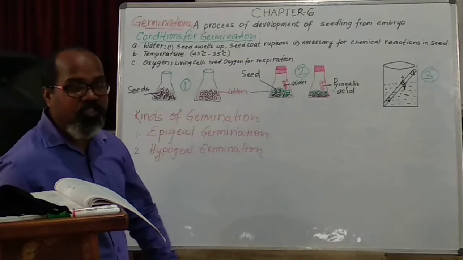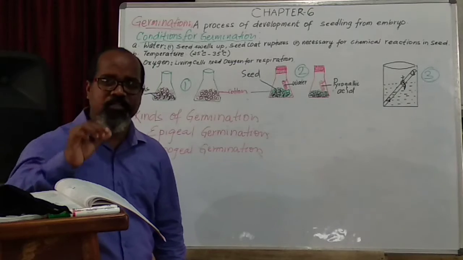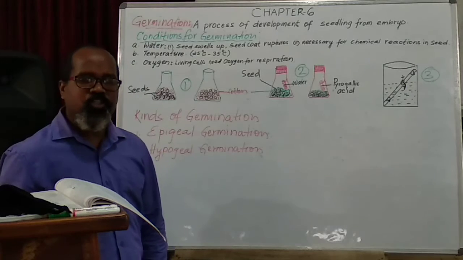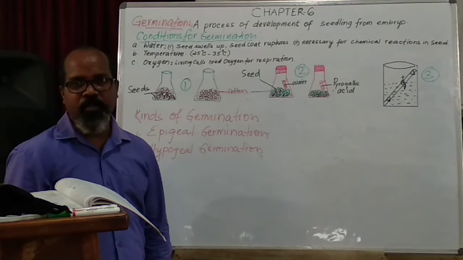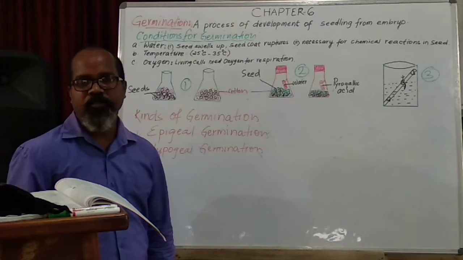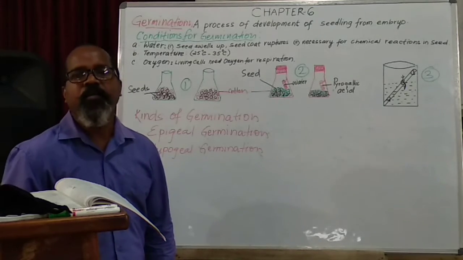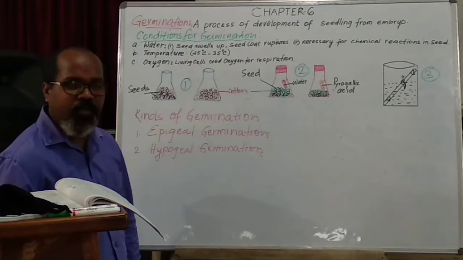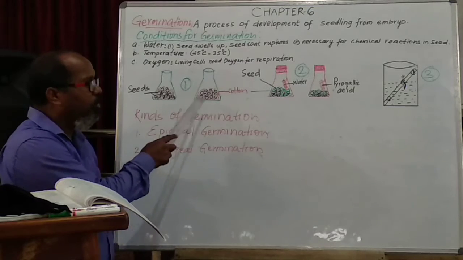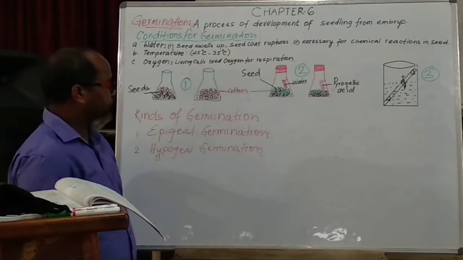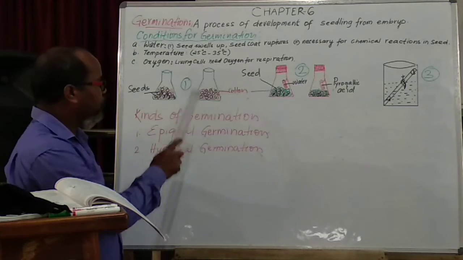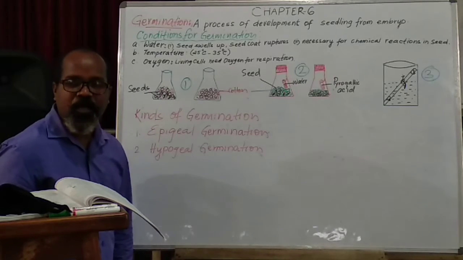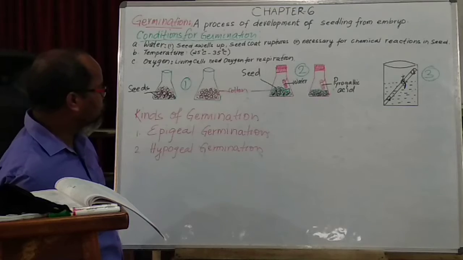Number three, oxygen is another factor that is needed for germination. We know that oxygen is required by all living cells to obtain energy. Every living cell respires. Seeds are made up of living cells. The embryo within the seed is made up of living cells. So they too need oxygen to obtain energy. Let's see three experiments by which we will prove that water, temperature and oxygen are necessary for germination.